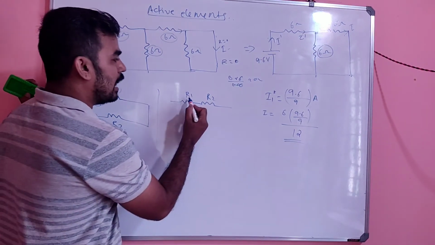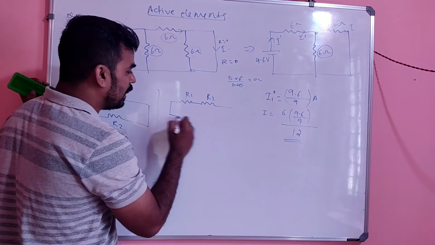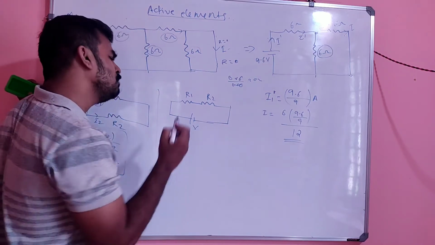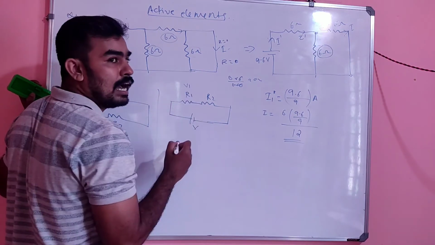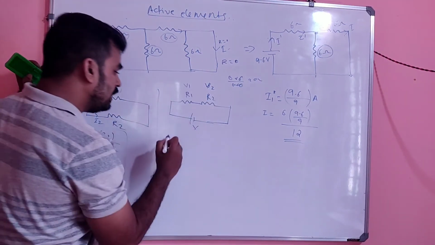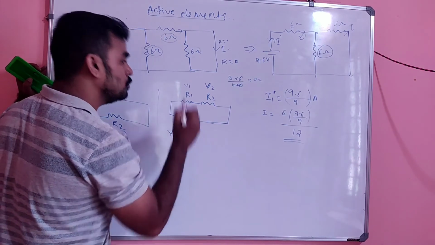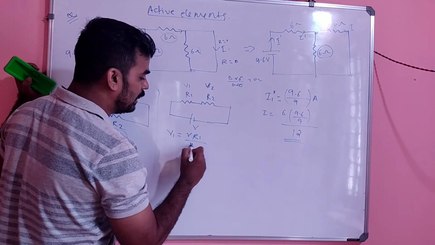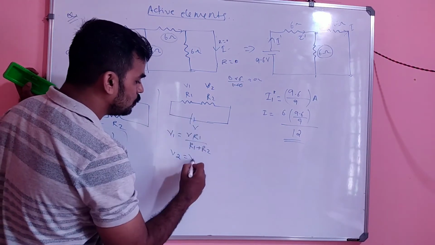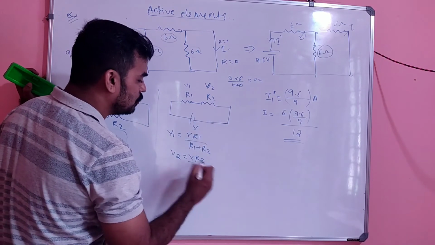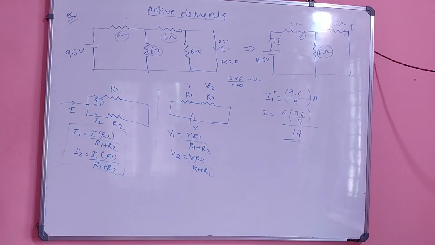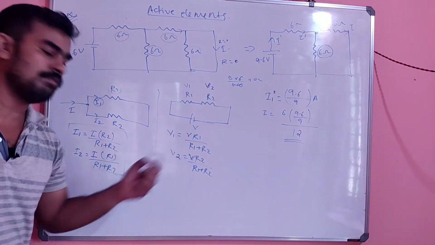Consider R1 and R2 in series, and I am applying a voltage V here. What will be the voltage drop across R1, V1, and what will be the voltage drop across R2, V2? V1 will be V into the same resistor divided by the total resistance, and V2 will be V into the same resistor R2 divided by R1 plus R2. So this is called the voltage division rule.